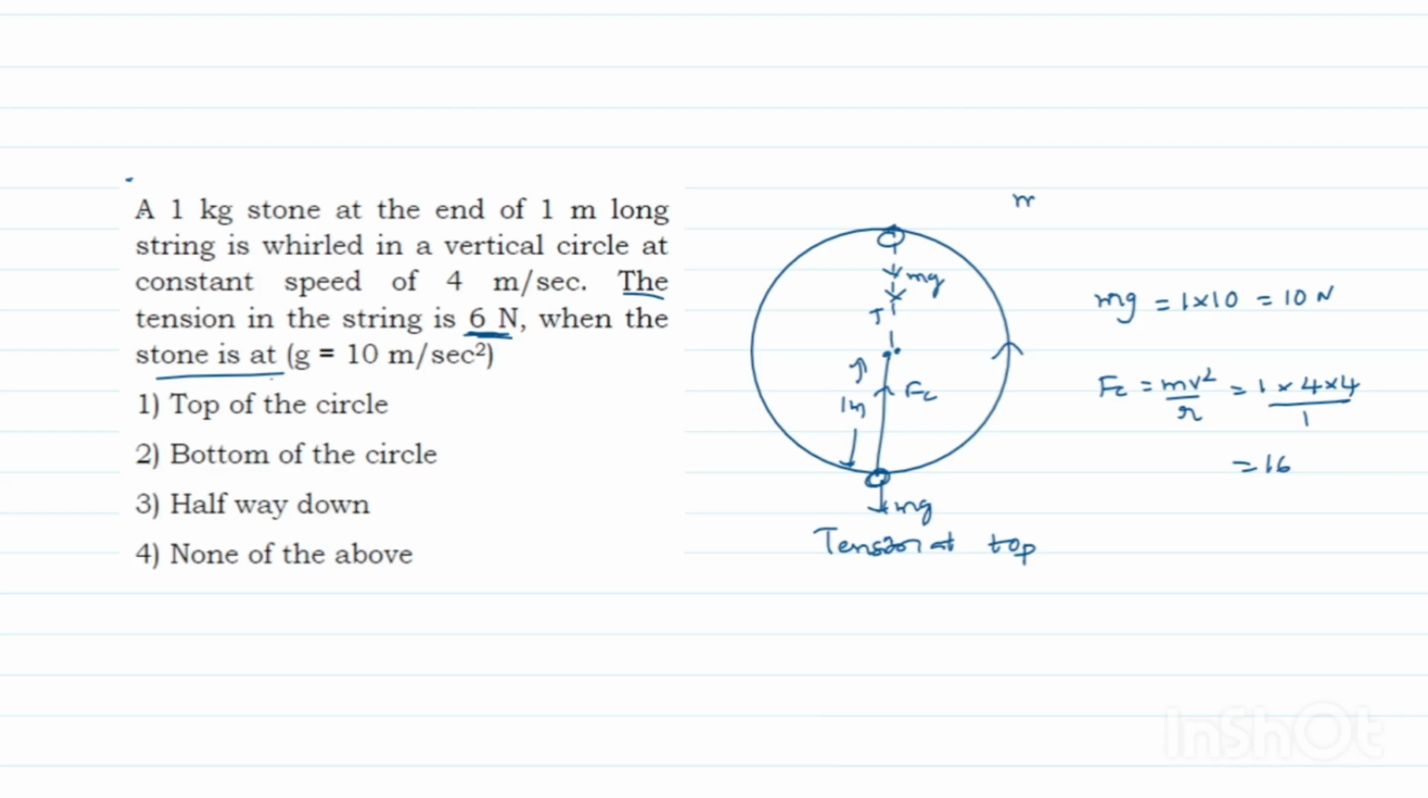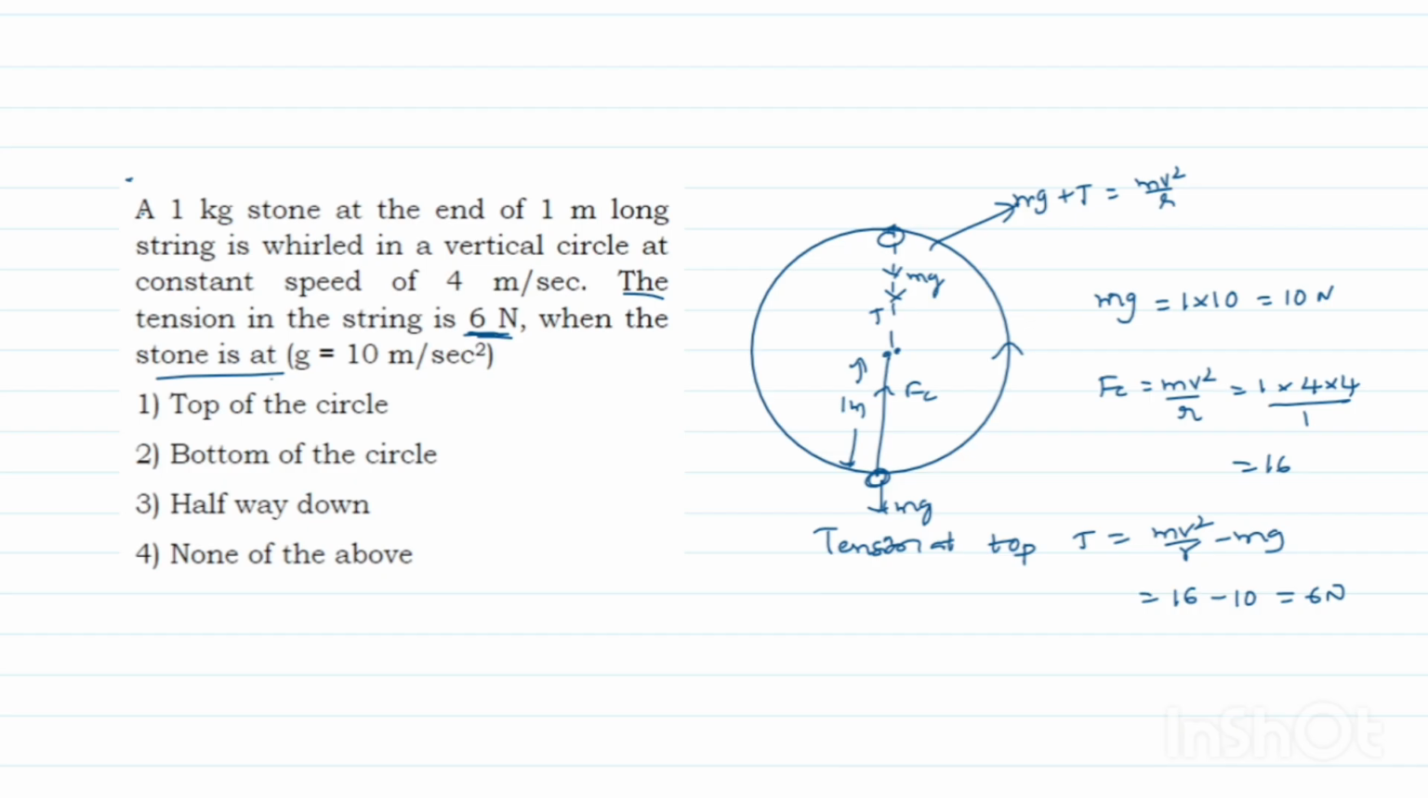So in this case mg plus T is the net force which provides the centripetal force. Then T at the topmost point, T equals mv square by r minus mg. mv square by r you got as 16, minus mg, which you got as 10 newtons. So here we will be getting 6 newtons.